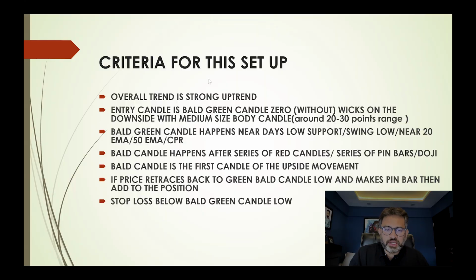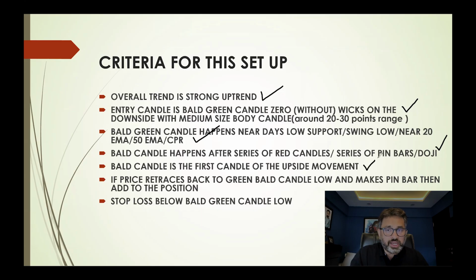Okay guys, this is the presentation and I'm going to show you everything with images, so don't worry, this slide is just to brief you on what this setup is all about. First of all, the overall trend should be an uptrend for this setup. The entry candle should be a zero wicks candle. It has to happen near the 20 MA, 50 MA, or near the CPR, or even near a swing high or swing low. And the bull candle happens after a series of red candles, or after a series of pin bars or dojis. That is the high probability setup.